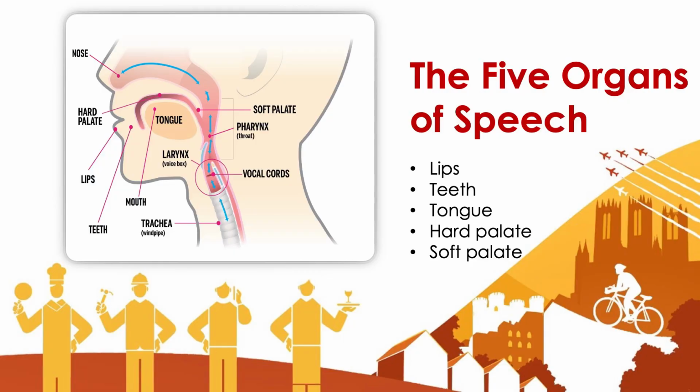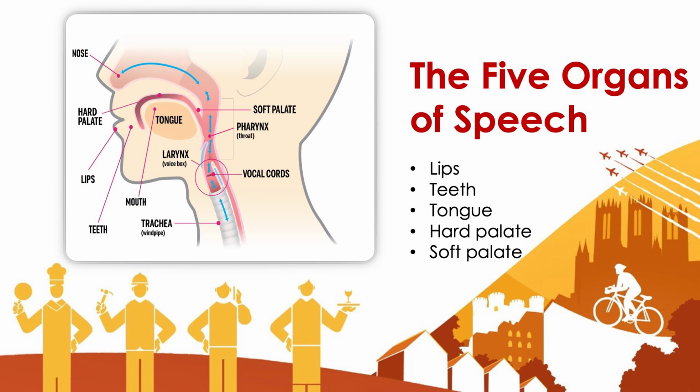So in order to actually create the sounds that we recognise as language, we have to employ these 5 organs of speech. And those are essentially moving from the front to the back of the head. We have the lips, the teeth, the tongue, the hard palate, which sits just behind the front top teeth, and the soft palate, which sits further back towards the back of your mouth, where your mouth joins your throat.